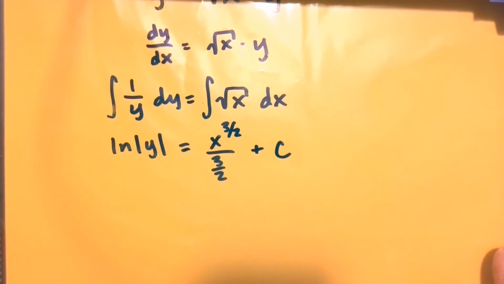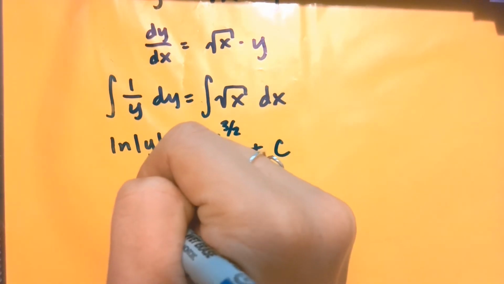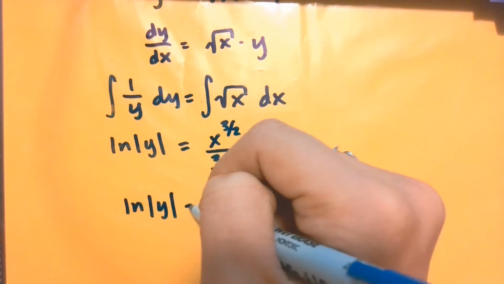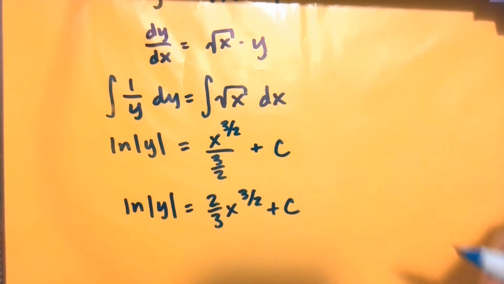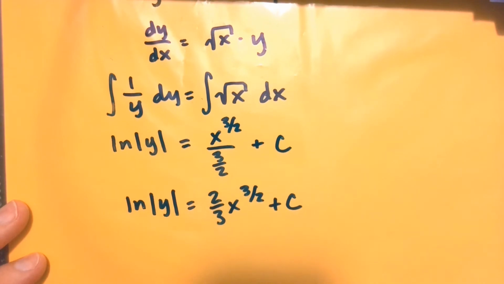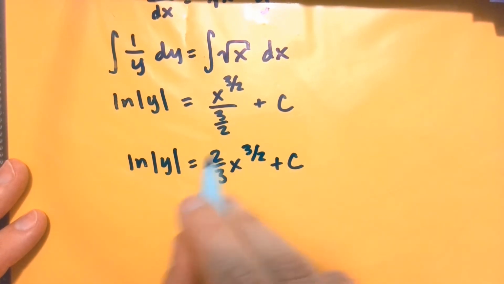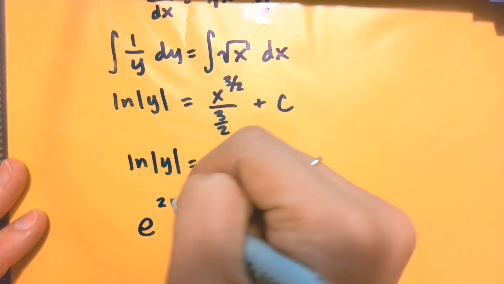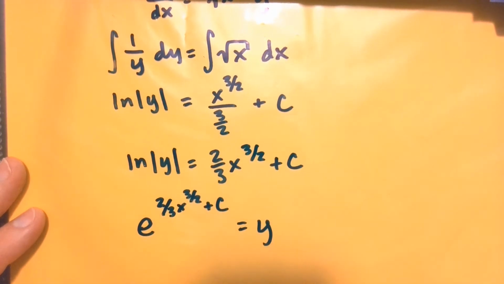Okay, so now our goal is to clean this up and to solve for y somehow. So I can clean up my fraction, but I'm also going to need to do some finagling to get that y by itself. And remember that in logarithmic equations, anytime I'm wanting to get that argument by itself, I can go ahead and rewrite it as an exponential. So I've got my base e to this very large power, so I've got e to the 2/3 x to the 3/2 plus c equals y.